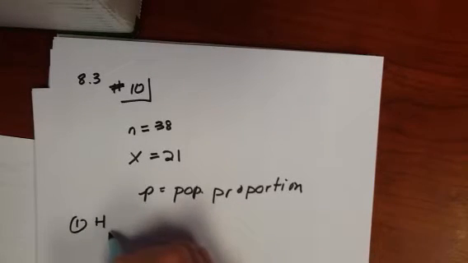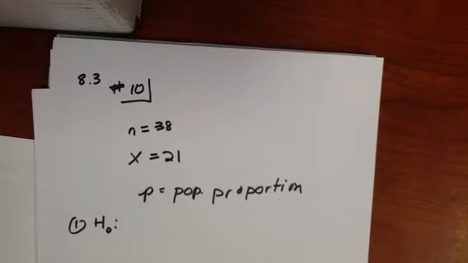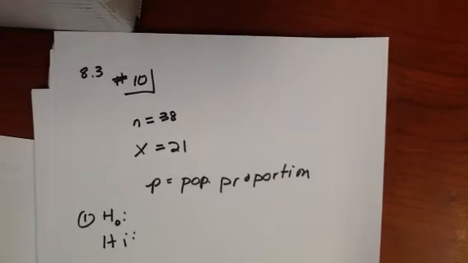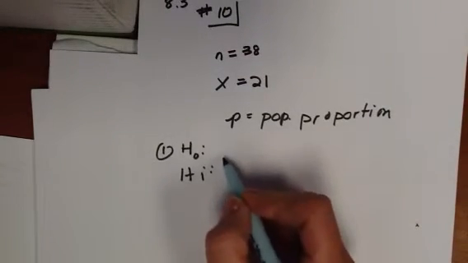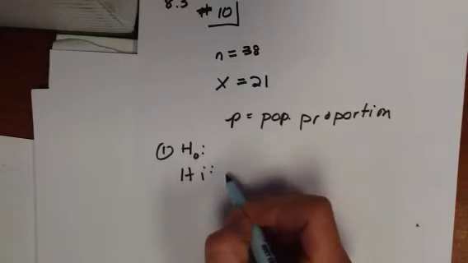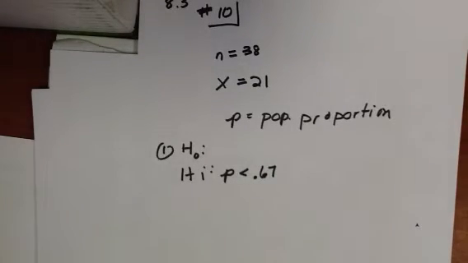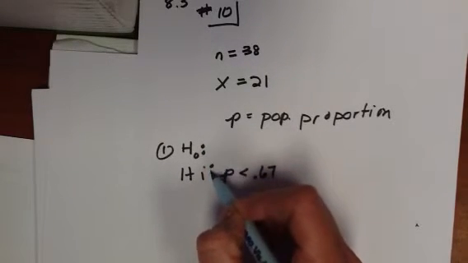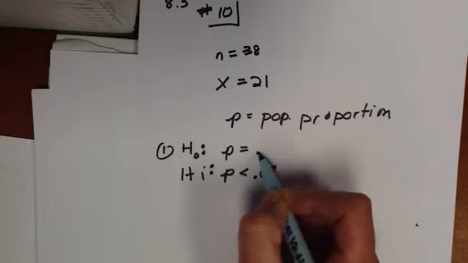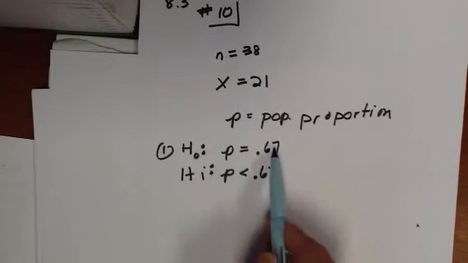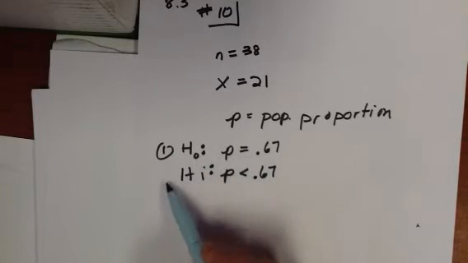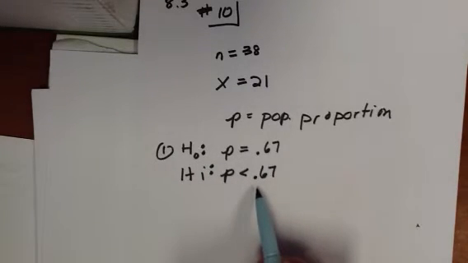So let's do our 5 steps, just like we did in section 8.1 and 8.2. We have the null and alternative. Instead of using mu here, we're dealing with population proportion as P. It wants to know if this is less than 67%, so we say less than 0.67. Just like in 8.1 and 8.2, the null hypothesis is we assume that it is equal to 0.67. Remember, we're assuming this is true. We're trying to find enough statistical evidence to prove this alternative.